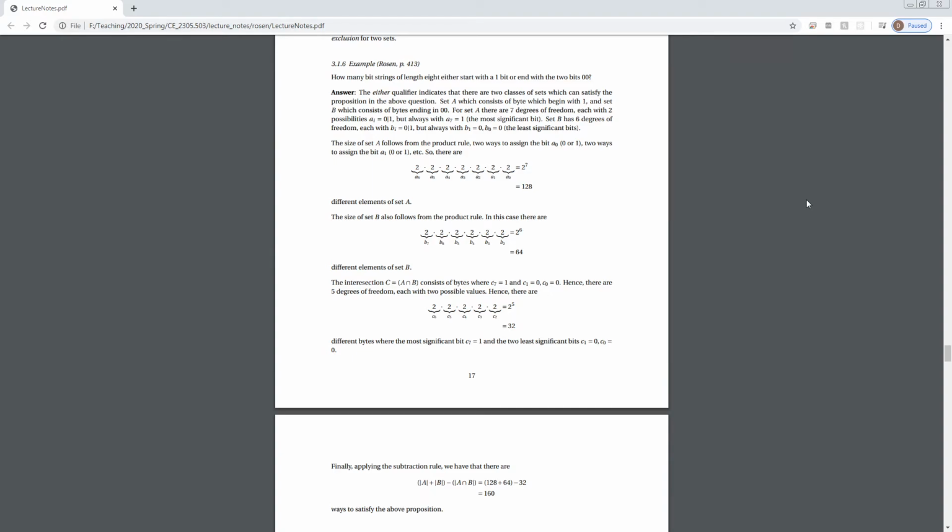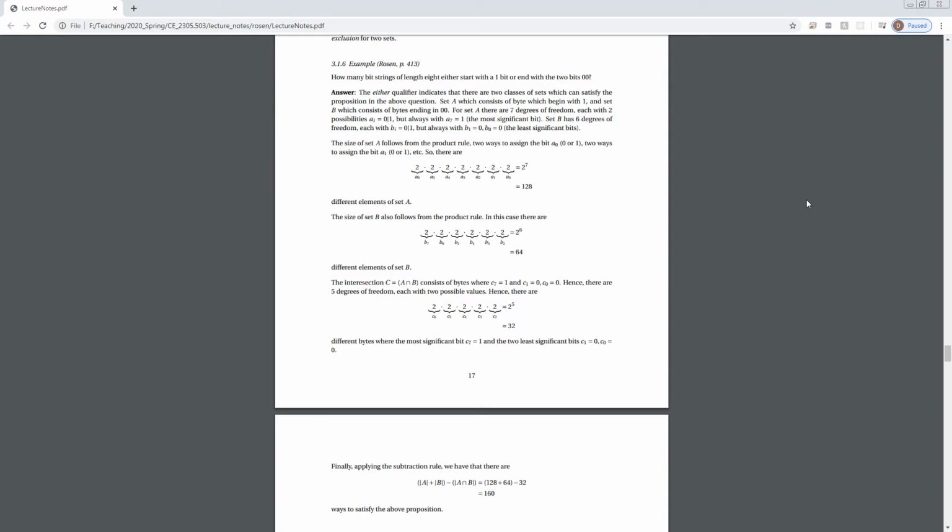This one discusses the number of bytes that begin. A byte is a bit string of length 8. So the number of bytes that begin with a 1 and end with consecutive zeros. You can already think that these two sets aren't necessarily exclusive of each other.